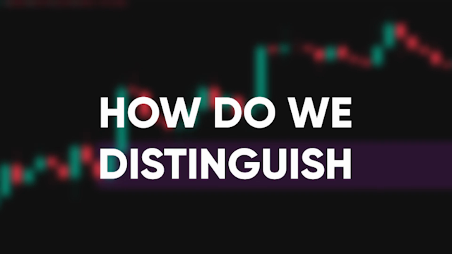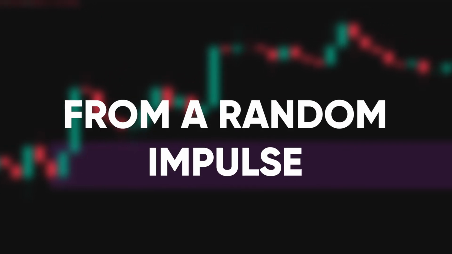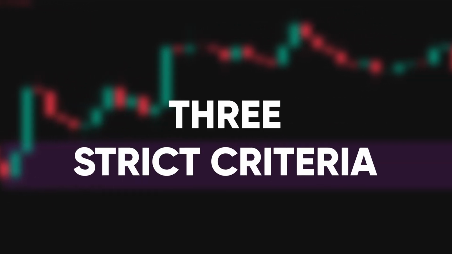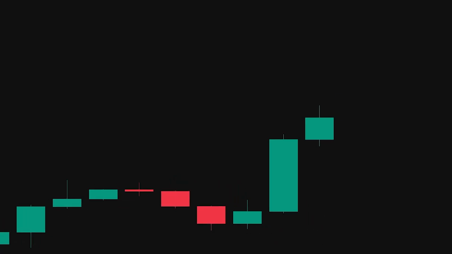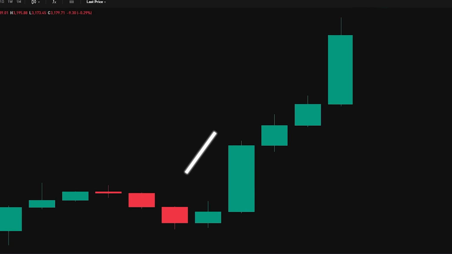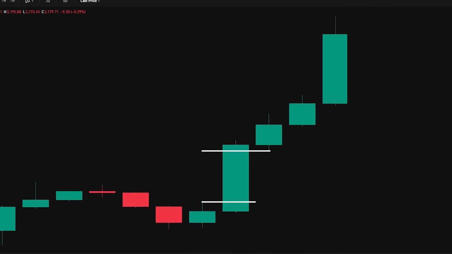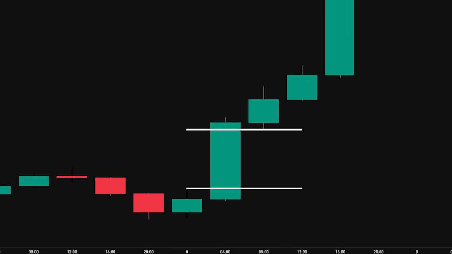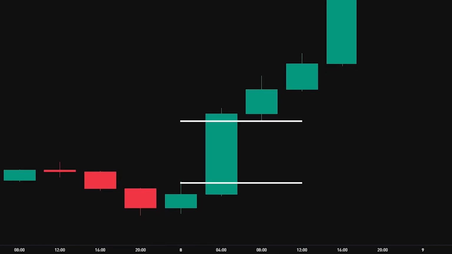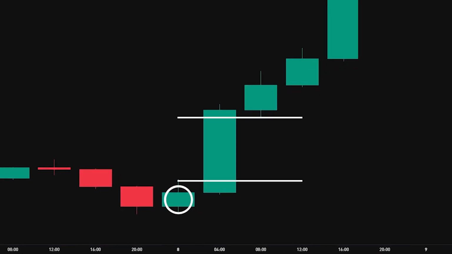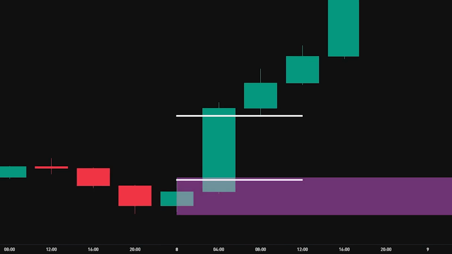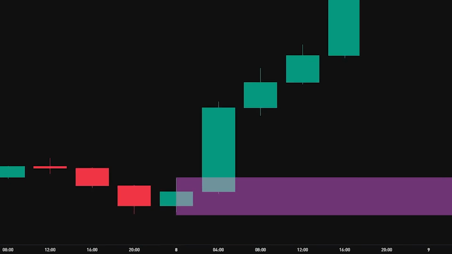So how do we distinguish a real order block from a random impulse? There are three strict criteria for this. The first sign is imbalance. When a large volume enters the market, the movement is not smooth, but explosive. A small gap forms between candles. This is the imbalance. To find the block, you mark the first candle before this inefficiency, from the lower wick to the upper wick. This is where the major move began.